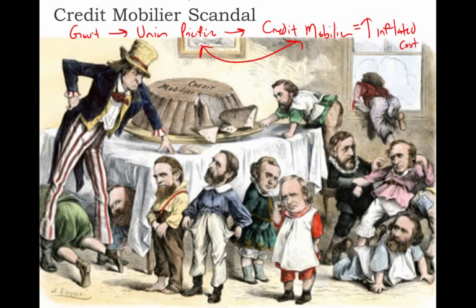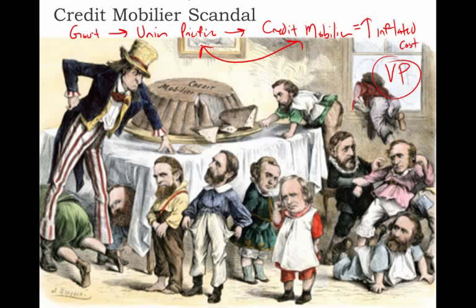But here's where it gets worse. They bribed congressmen to make sure that it was kept a secret. So they say, hey, don't investigate us. Here's $1,000. They began to bribe congressmen to keep it quiet. Even worse, not only did they bribe congressmen, they also bribed the vice president. So the vice president was also involved in the Credit Mobilier scandal.